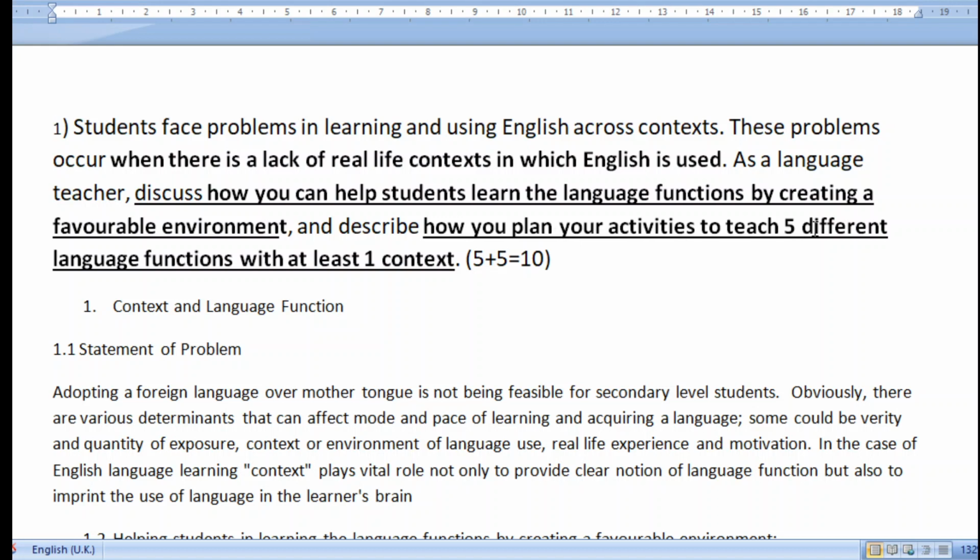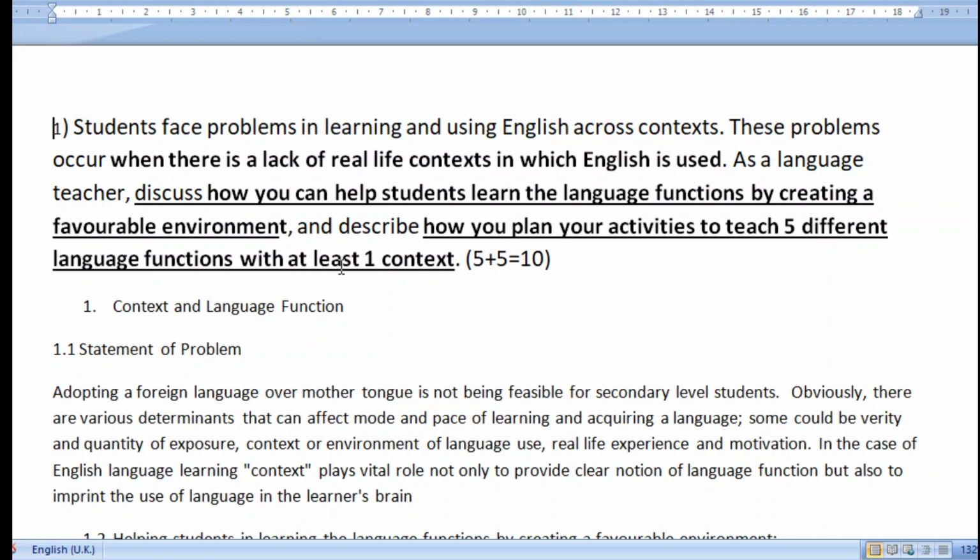While answering these questions, you have to provide five different language functions on the basis of the secondary level curriculum. That means you also have to go through the curriculum and see what language functions are prescribed there by the CDC, Curriculum Development Centre, with at least one context. That is the reason you have to imagine one context in the classroom.